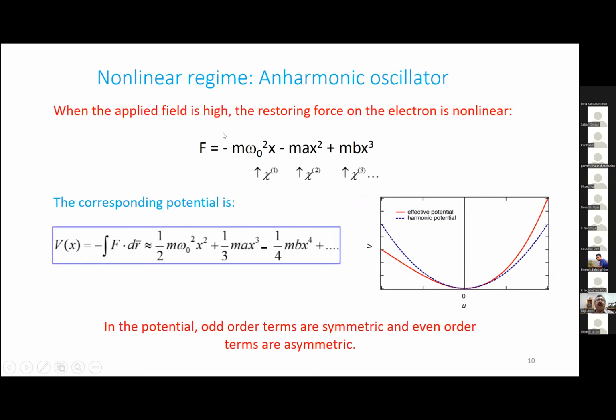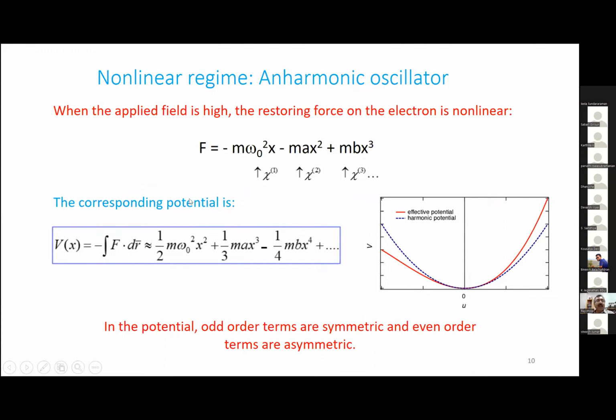Now let's look at the nonlinear regime, the regime of the anharmonic oscillator. When the applied field is high, the restoring force on the electron is nonlinear. So you have to add these additional terms. The force now is minus m omega naught squared x minus m a x squared plus m b x cubed, and so on. We will see that these terms actually correspond to chi1, chi2, and chi3.